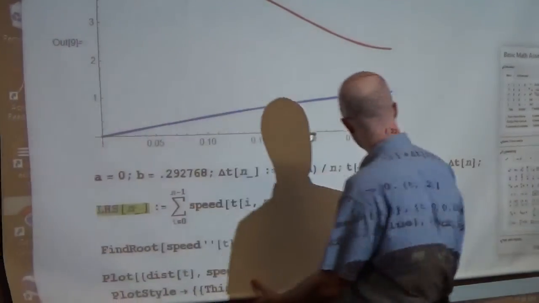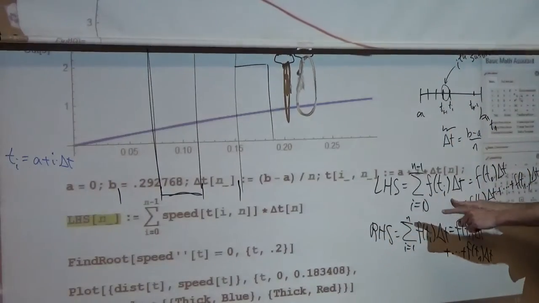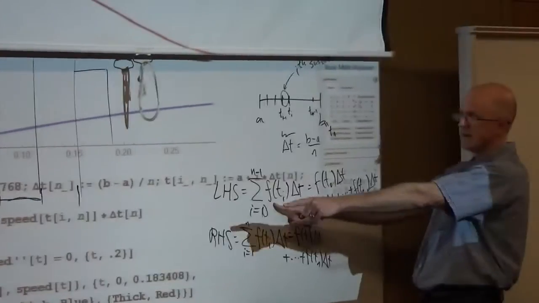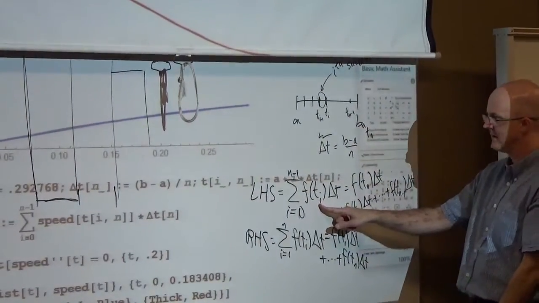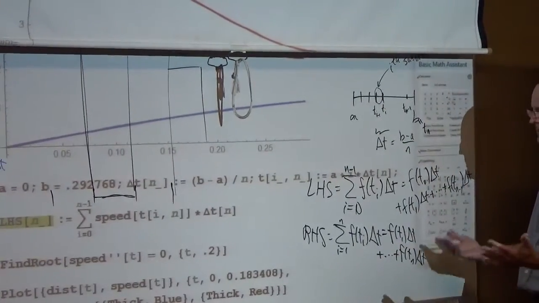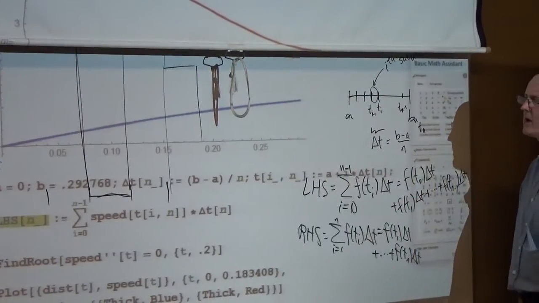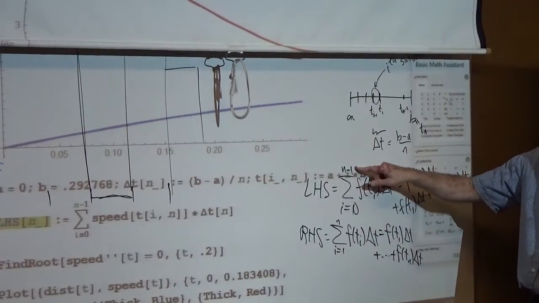Okay, the speed is like my f. Compare this with this. The speed is my f. The t of I comma n is the t sub I here. The delta t is the delta t of n there. Those both depend on n, so Mathematica needs to know that, and I need to put that in there explicitly. I is going from 0 to n minus 1.